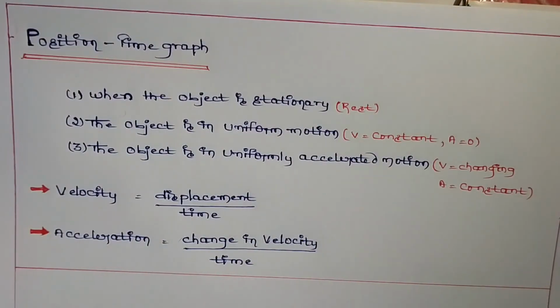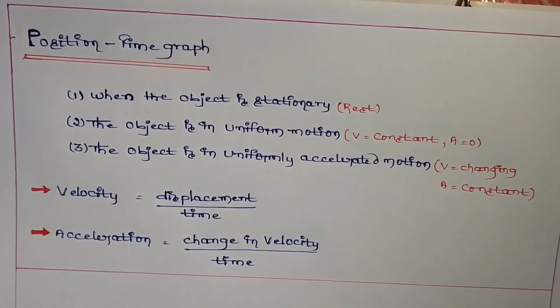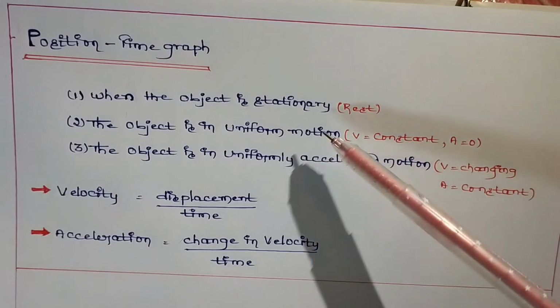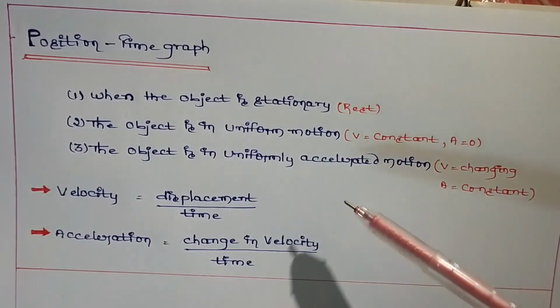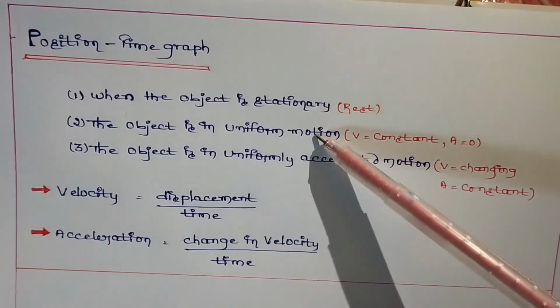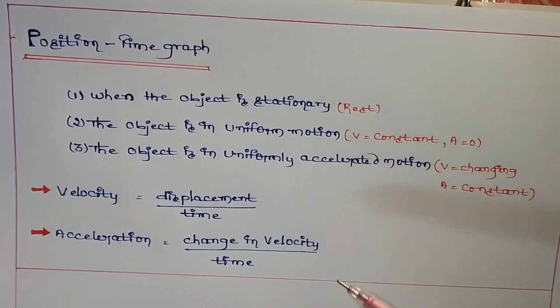Today my topic is the position-time graph. Position-time graph for an object in three different conditions. These are the three cases. In each case, how will the graph look under these conditions? I would like to explain it in this video.